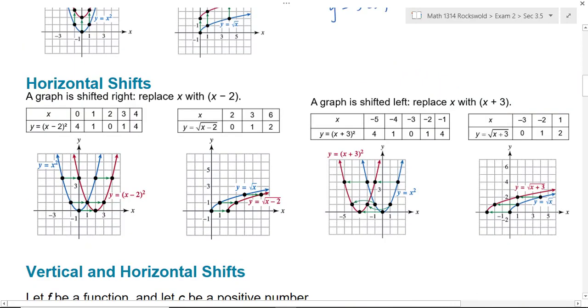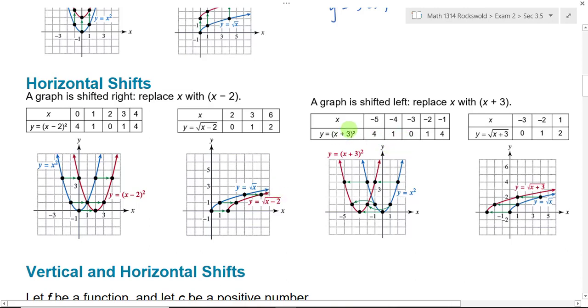Horizontal shifts are inside the parent function and they move opposite the sign. So if I were to graph y equals x minus 2 quantity squared, what we see is we take our parent function that's in blue and it shifts every point to the right 2. Here we take our square root function, the parent function, and if I look at the square root of x minus 2, that shifts every point to the right 2 units.